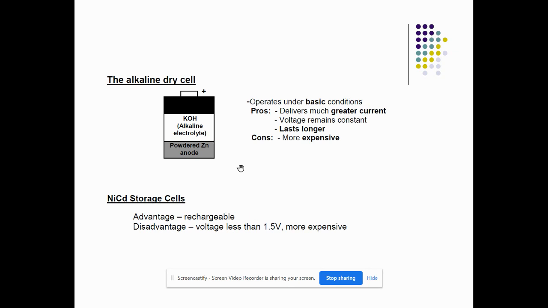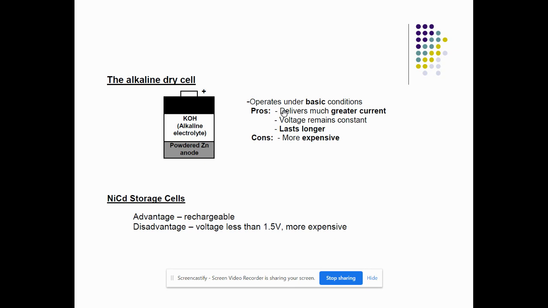Alkaline dry cell. This is like your Duracell or Energizer battery. KOH is the electrolyte. A lot of the questions are going to be talking about the electrolyte. So it's an alkaline electrolyte. Alkaline means basic, so you have a base electrolyte in the alkaline dry cell. That should be your key when it's asking about the alkaline dry cell. You're going to have a base. Alkaline means base, right? So you're going to have an alkaline electrolyte in the alkaline dry cells.